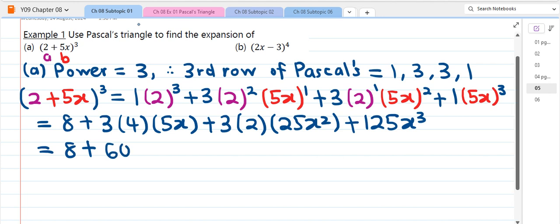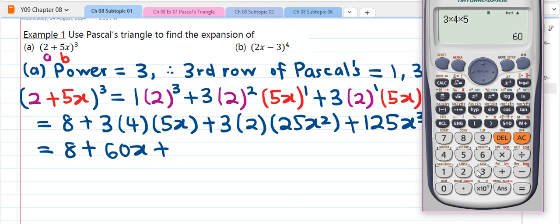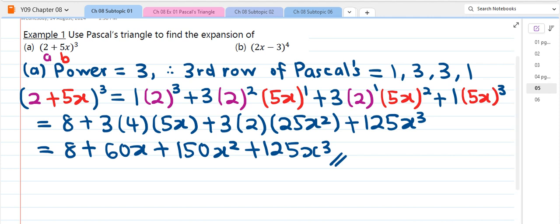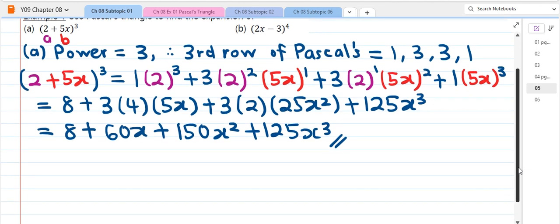So 60x, and then 3 times 2 times 25 is going to be 150, and there's an x squared plus 125x cubed. So there you have it. This is the expansion of (2 + 5x)^3. Alright, so let's move on to the next expansion.